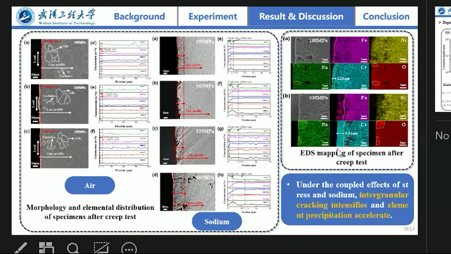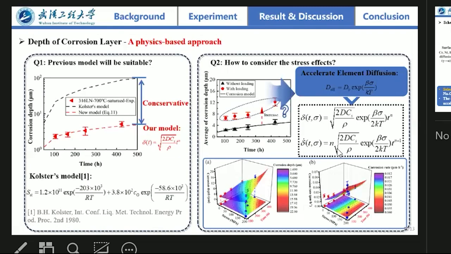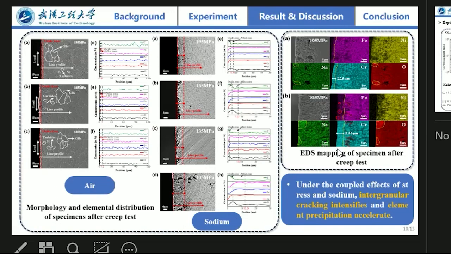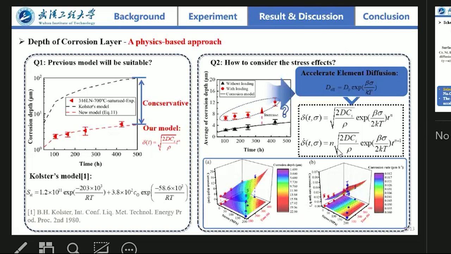Now, this slide shows when loading is working. We compared the results in air and in sodium, and EDS mapping results show like that. We can see in this slide that under the coupled effect of stress and sodium, intergranular cracking intensified and element precipitation accelerates. You can see in this zone the layer is longer in the picture.